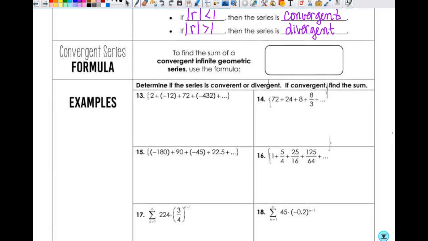To find the sum of a convergent infinite geometric series, we use this formula: S sub n is equal to A1 times 1 over 1 minus r. It's that easy.